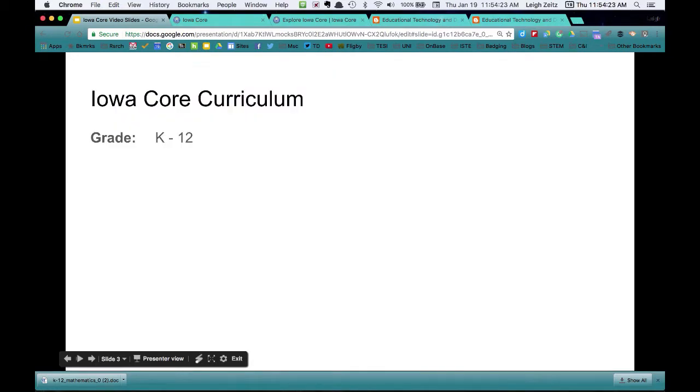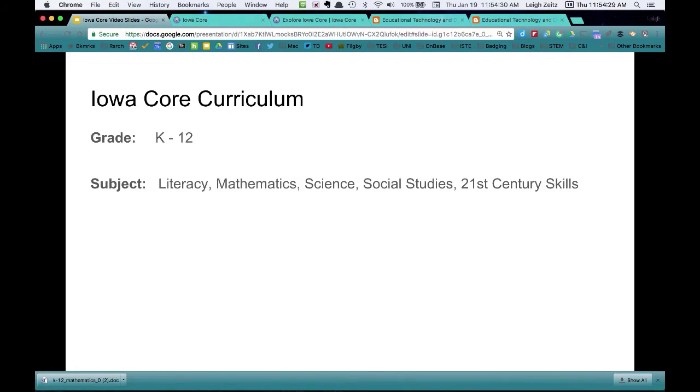But the Iowa Core curriculum is set up with 13 grades, K through 12. And in there we have 5 subject areas. We have literacy, mathematics, science, social studies, and 21st century skills, which is a conglomeration of things such as literacy, technology, real life skills, that sort of thing.